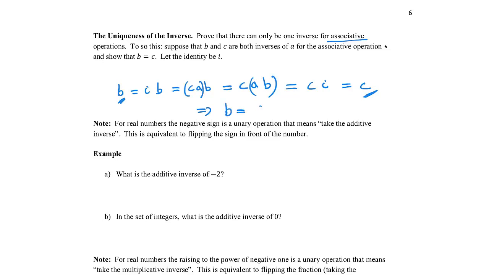So we tried to pick two different inverse pairs for A, B, and C, but we discovered that B is equal to C. So this is what we mean by there is only one way to make the pair. If you try to make it in two different ways, you will end up with two elements of your set that are actually the same.